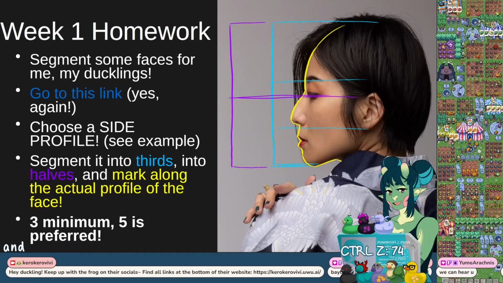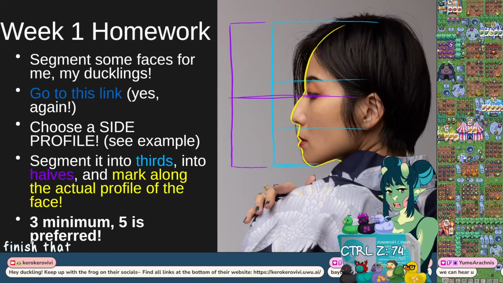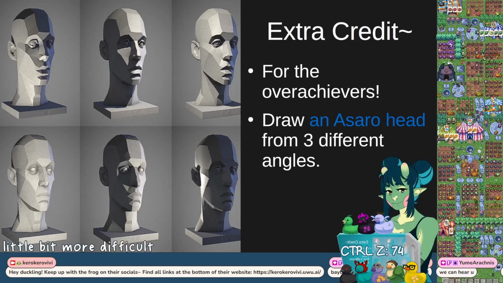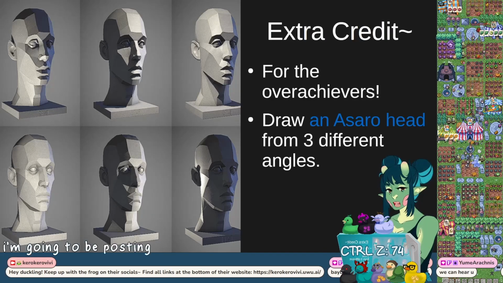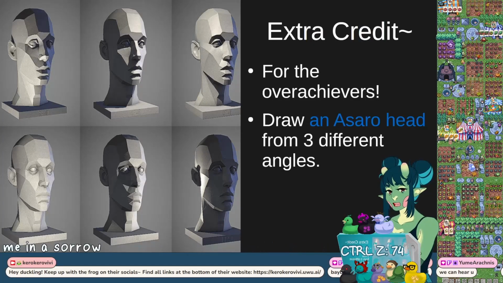And then I would like you to do 3. 5 is preferred. And if you finish that and you want something a little bit more difficult, draw me a sorrow head. I linked it in the PDF form of this as well, and I'm going to be posting that in the homework chat that I'm going to be making. But draw me a sorrow head from 3 different angles. Okay? Okay. That's it.